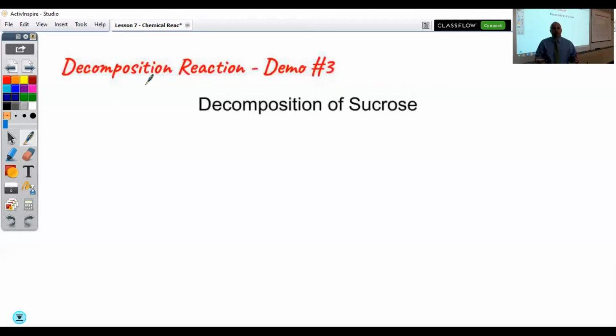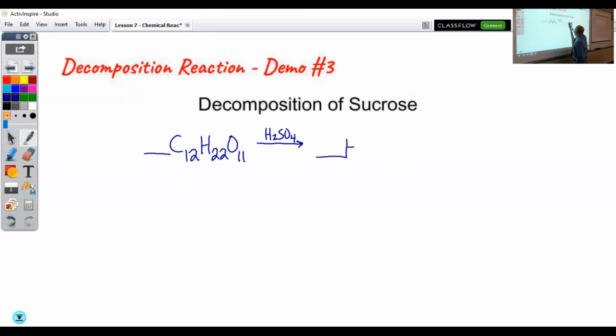Hopefully you thought that was pretty cool. Let's take a look at the chemical reaction that occurs here. So we have sucrose, C12H22O11. Once again, we're going to expose it this time to a concentrated sulfuric acid solution, and it's going to decompose into two components. So we're going to have water plus carbon.